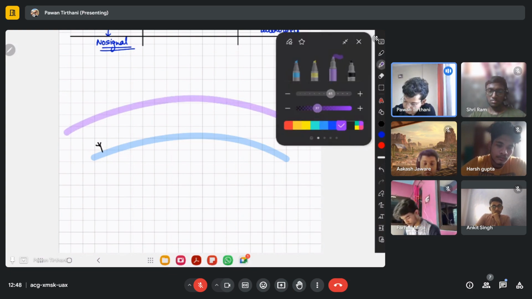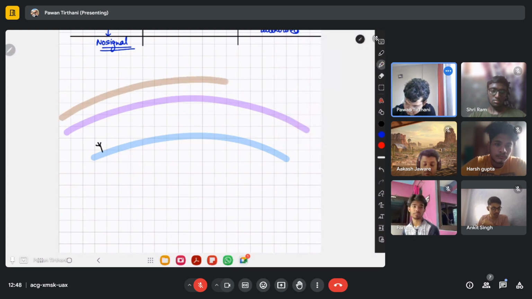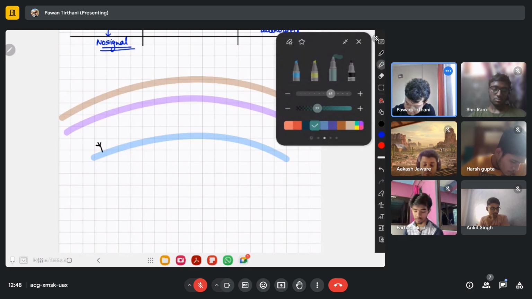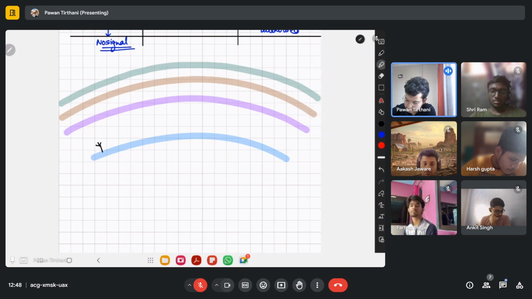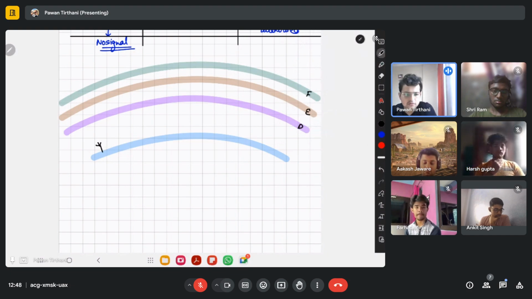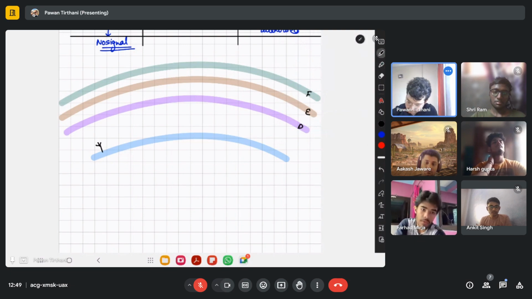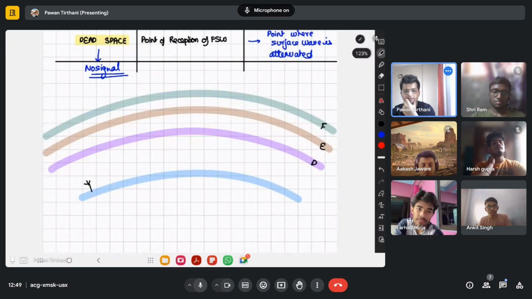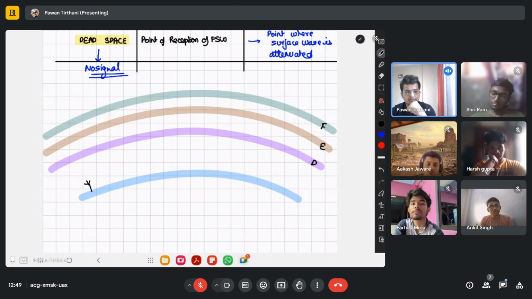Let's say this is the E layer. And let's say this is the F layer. So this is the D layer, this is the E layer, this is the F layer. So which is the strongest? F. Okay. So now let's talk about what do these different layers do.